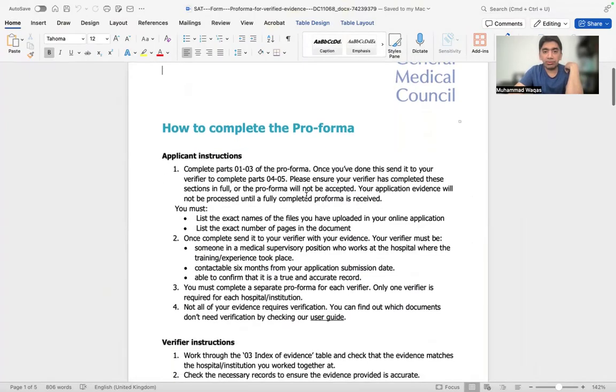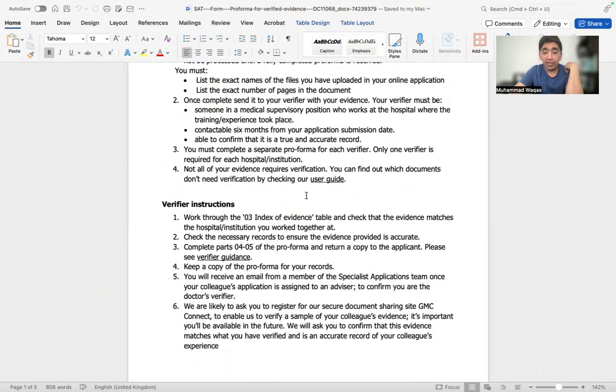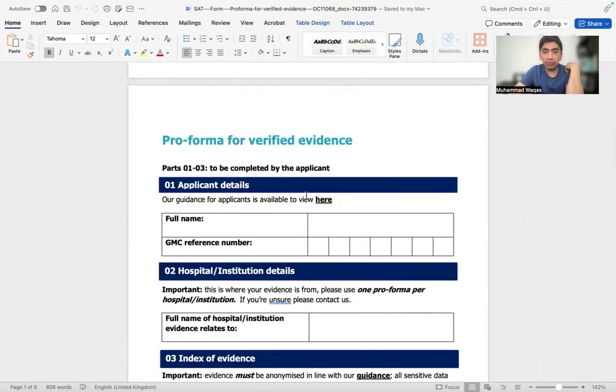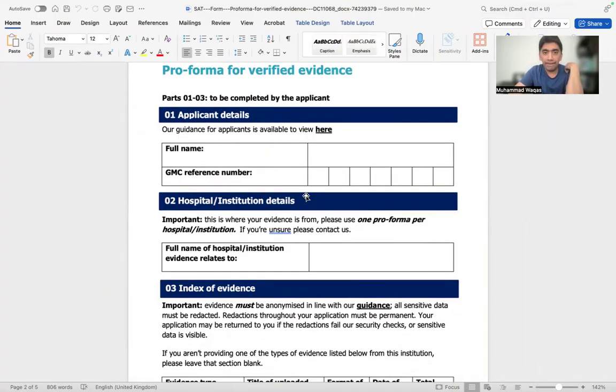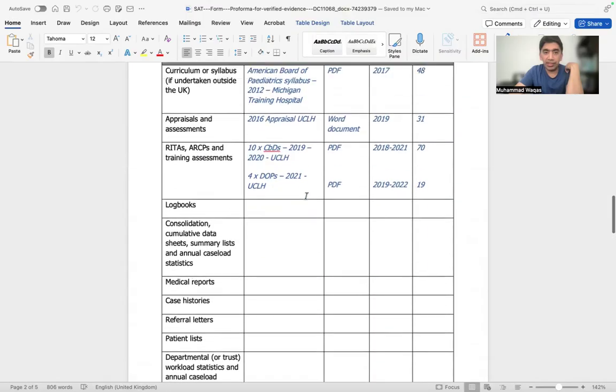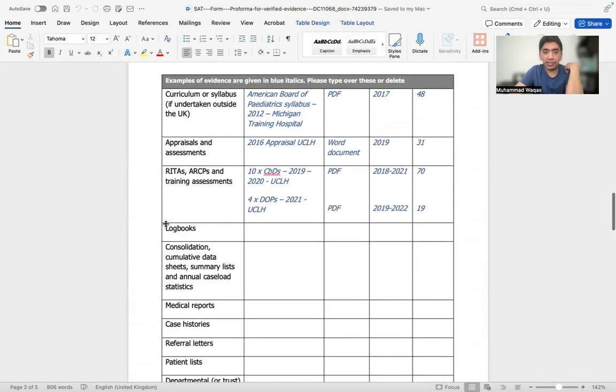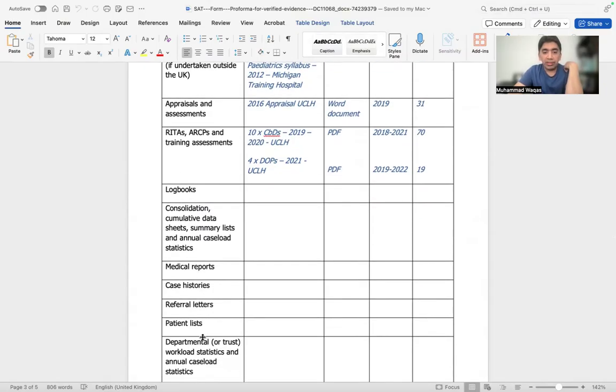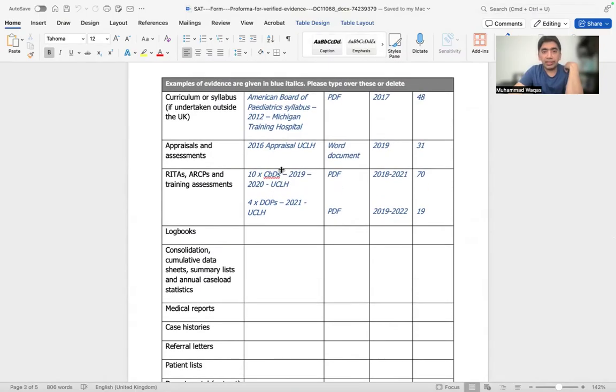There are very detailed instructions on how to complete the performer. You need to write the name of your verifier and their details, their workplace and their GMC number, and then you write your evidence here. For example, curriculum, appraisals, logbooks, medical reports, case history, referral. You write the name of the file, then the details of the contents of that file, and then the format: PDF, Word, PPT, etc. And the date you achieved the evidence and the number of pages.